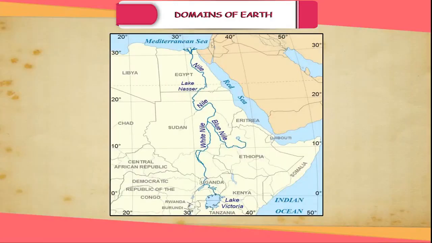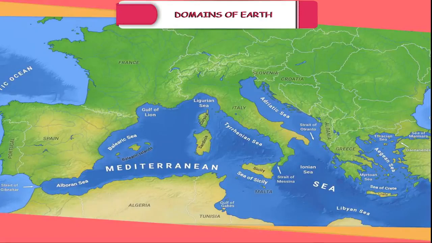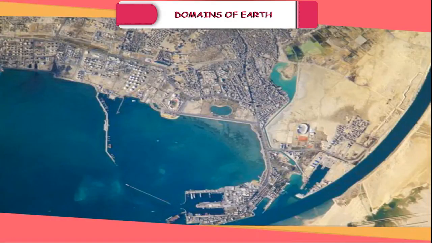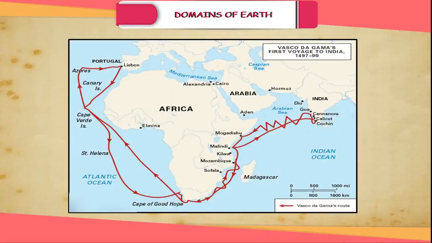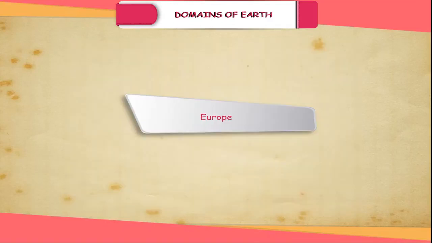Look at the world map. You will find that the world's longest river, the Nile, flows through Africa. The Strait of Gibraltar in the northwest and the Mediterranean Sea separates it from the European continent. The Suez Canal separates it from Asia. It is the busiest ocean route today. It has reduced a distance of about 7,000 kilometers between India and Europe.